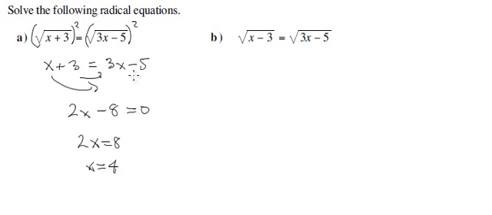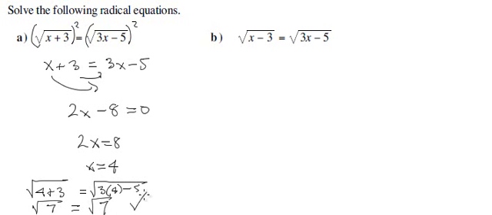Does that actually work? Plug back into the original expression and you get root 4 plus 3 equals root 3 times 4 minus 5, which becomes root 7 equals 12 minus 5, root 7. So yes, no problem with that. There's one solution and it's valid.